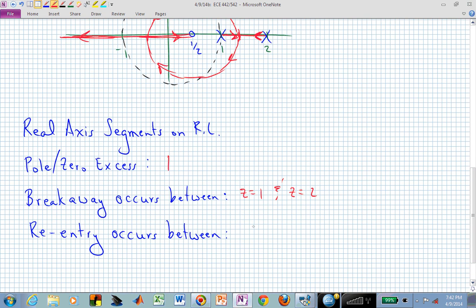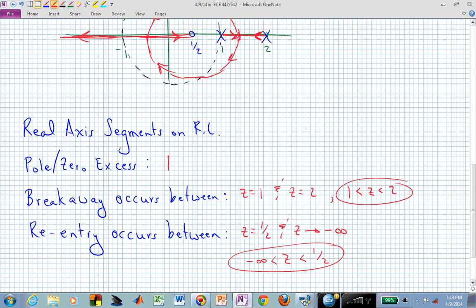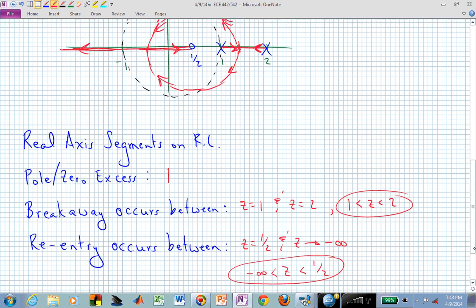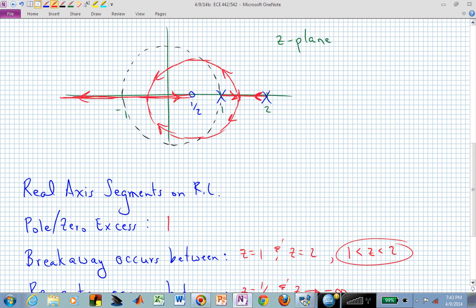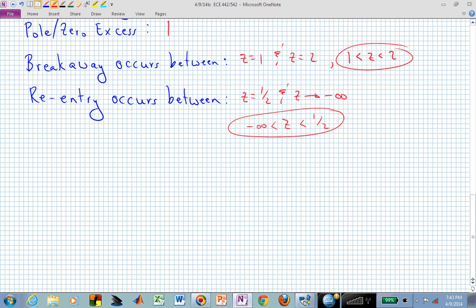The re-entry is going to occur between z equal a half and z going off to minus infinity. Or you could have said z greater than minus infinity and less than 1/2, and here you might have said z is living between 1 and 2. That's another way of expressing those two answers to those questions. In order to find those breakaway and reentry points, the breakaway occurs at a relative maximum between the two poles.